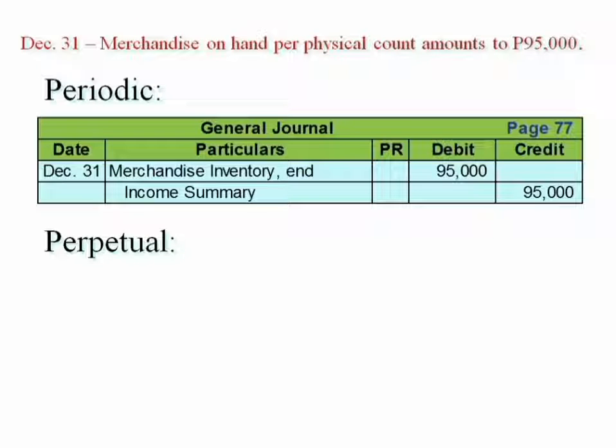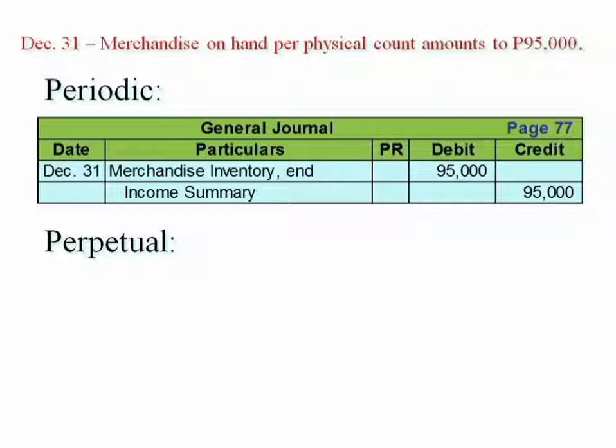Why credit income summary? As you will realize later on in the topic of closing entries, the income summary account is representative of a business entity's net income or net loss. It has a credit balance when there is net income because the total revenues are greater than the total expenses. Recall that the normal balance of revenues is credit.